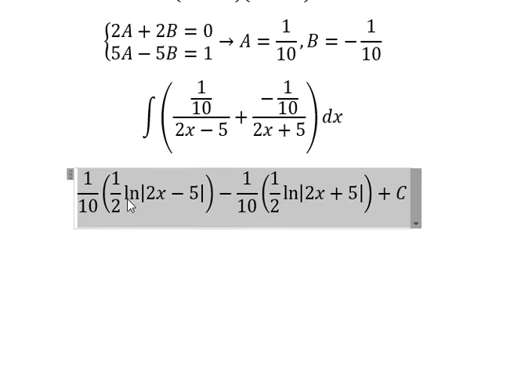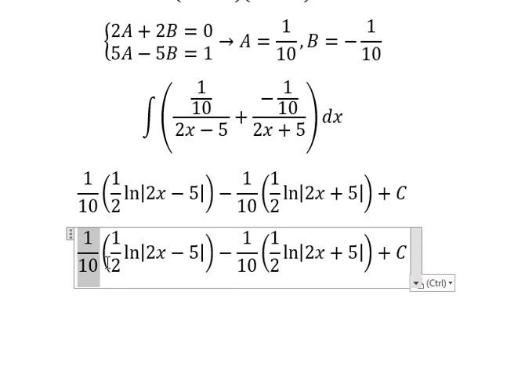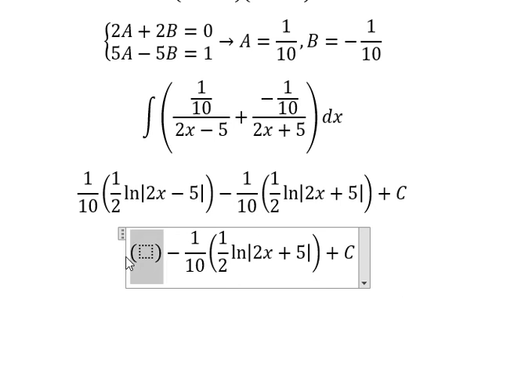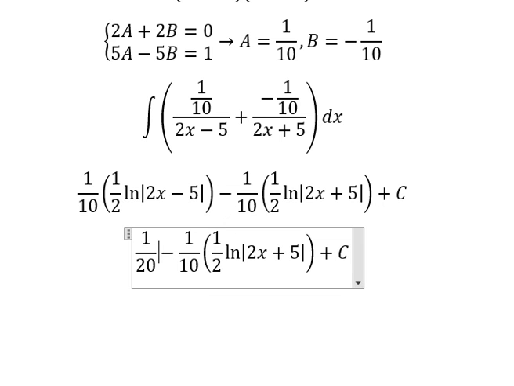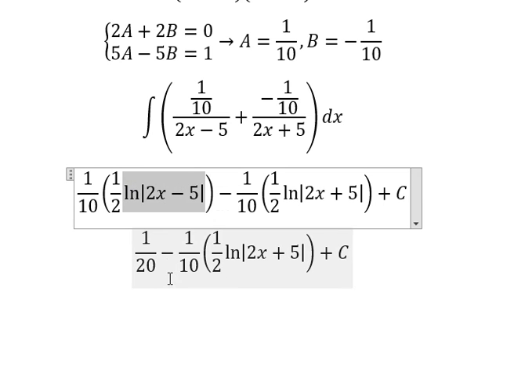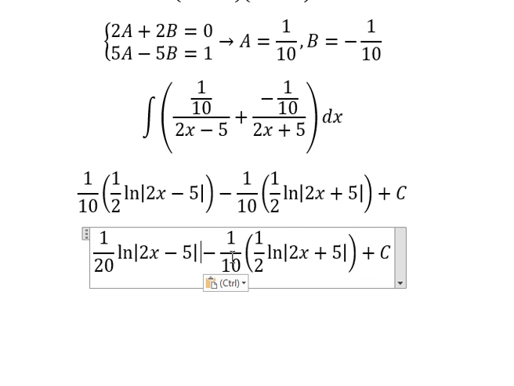So we have 1 over 10 multiplied by this one, and you got 1 over 20 multiplied by this one. Similar for the second one.